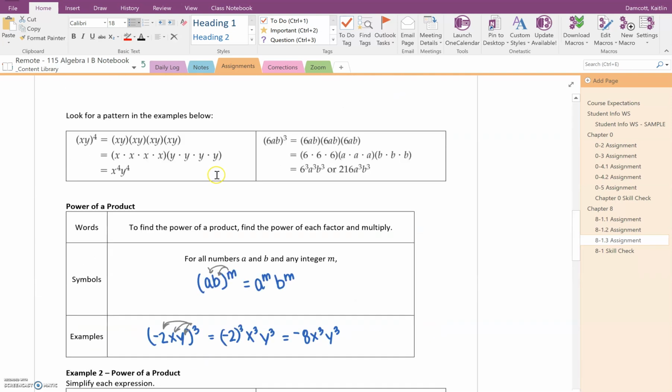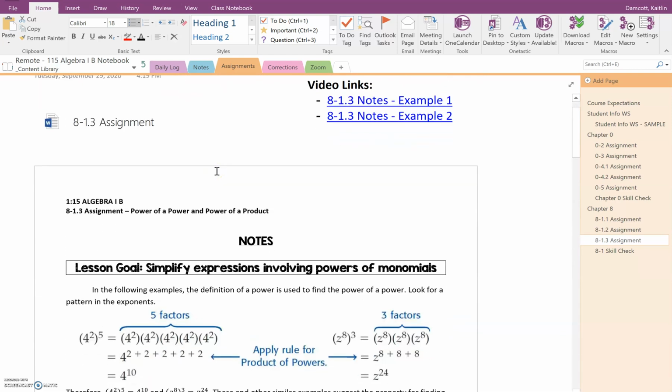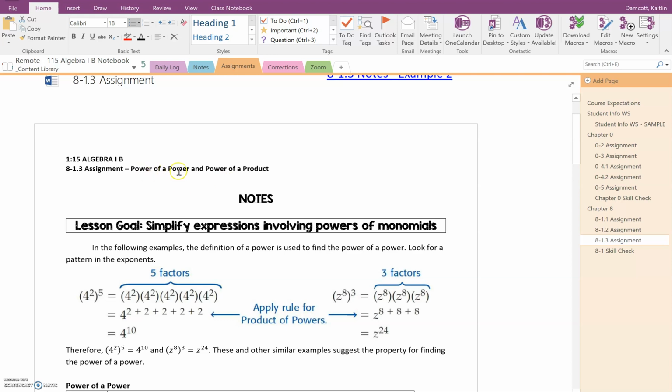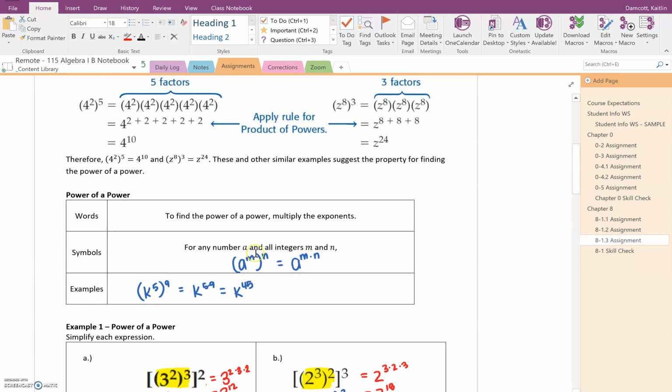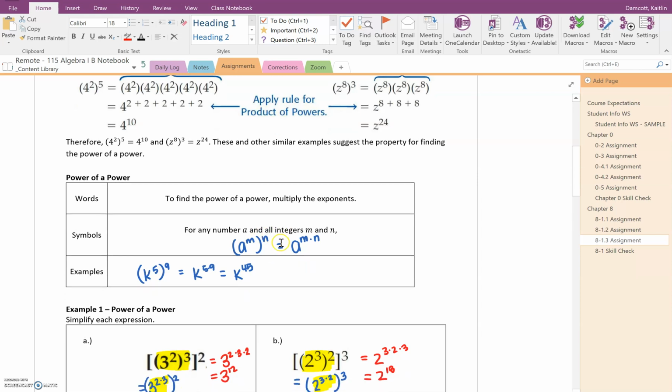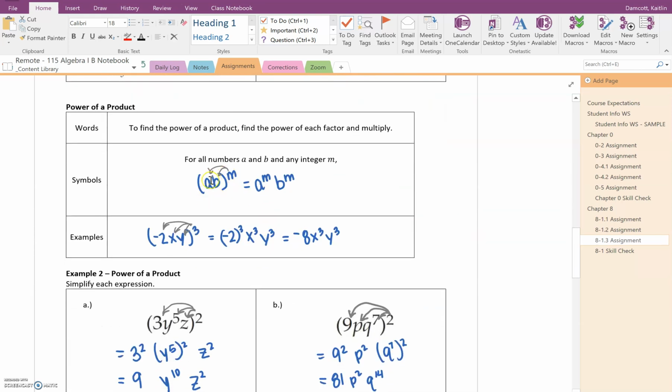So in this, just as a reminder to you, we were looking at power of a power. If you do a power to a power, that means we're just taking the exponents and multiplying them. And in the other example, if you have a product, like you're multiplying these two variables together and then you raise them to a power, you have to distribute that power to each of those factors. So we distribute it to the a and we get a to the m power, and we distribute it to the b and we get b to the m power.